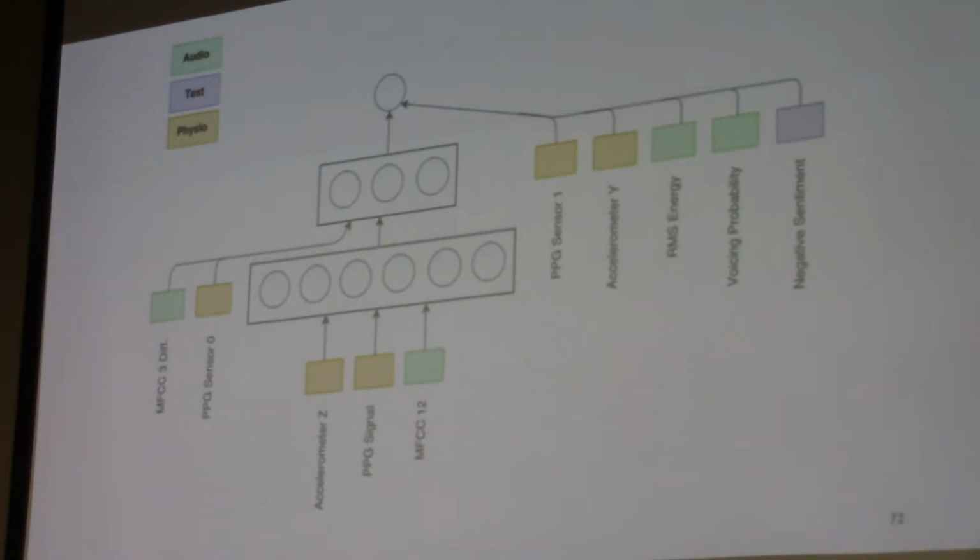Because they're very raw. Whereas look at this one, negative sentiment. Well, that's clearly obviously related to the output, so I don't need to process it much. So where does it get placed? It gets placed towards the top. Does that make sense? Yeah.